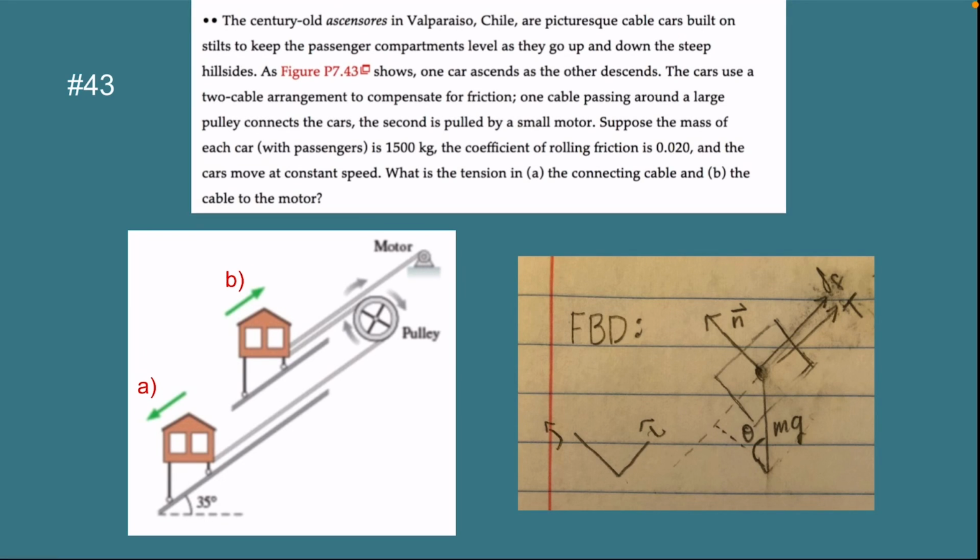Ascensores in Chile are cable cars built on stilts. As the figure shows, one car ascends as the other descends. Cars use a two-cable arrangement to compensate for friction. One cable passing around a large pulley connects the cars. The second is pulled by a small motor.